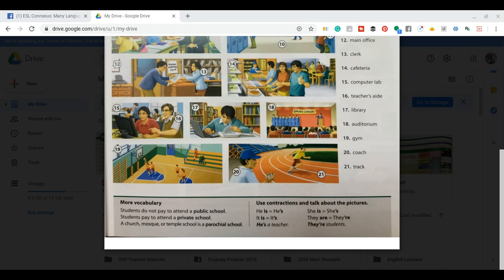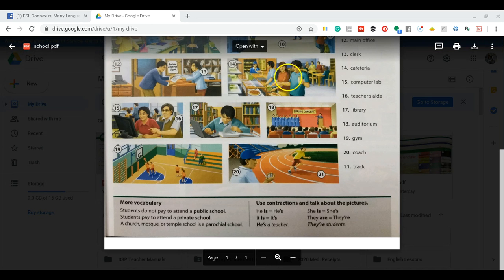He's running. He's a coach. They're basketball players. She's in the computer lab. He's in the library. They're in the auditorium. They're eating lunch.